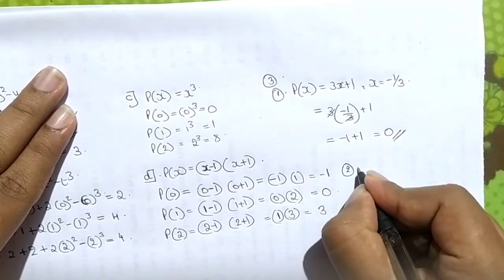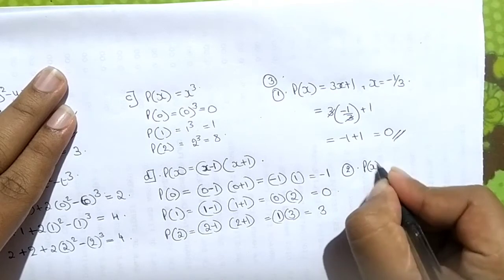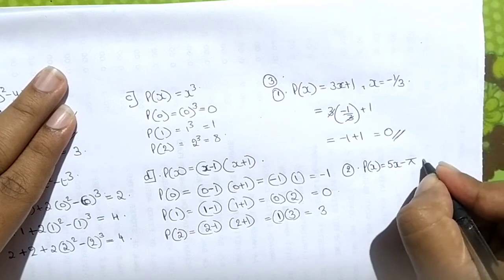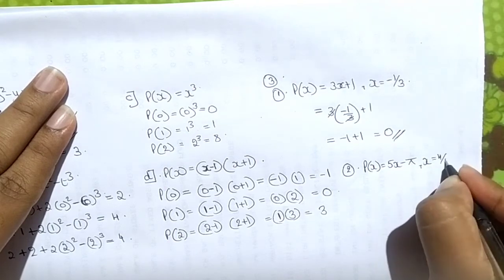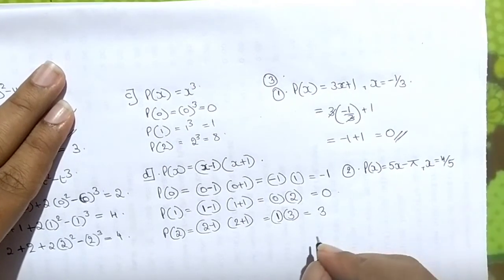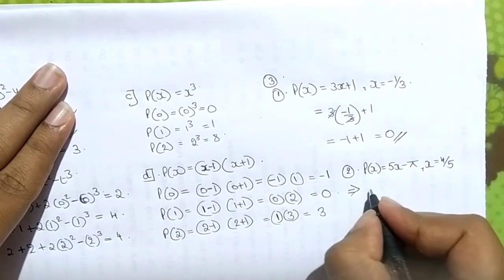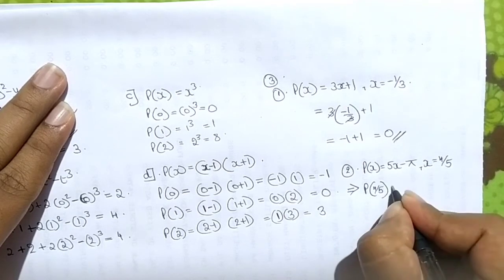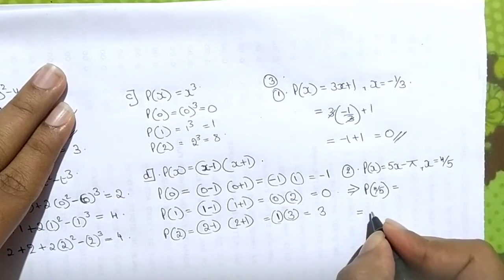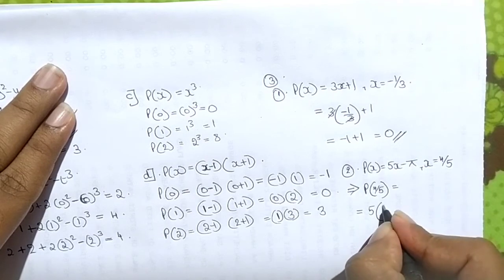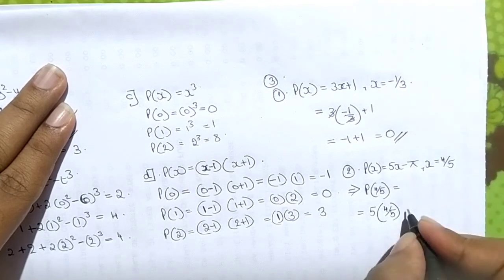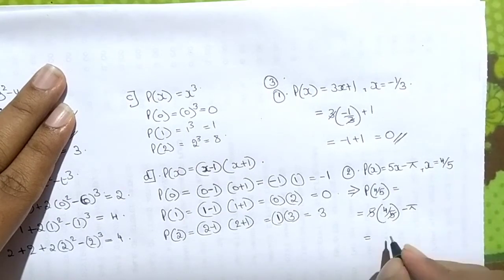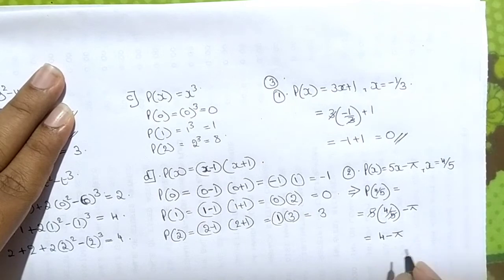Moving with the second question. The second question is p of x is equal to 5x minus pi at x is equal to 4 by 5. Substitute, that's it. P of 4 by 5 we need to give. I will write in the next line. 5 into, in the place of x you need to write 4 by 5 minus pi. 5 cancel, 4 minus pi.